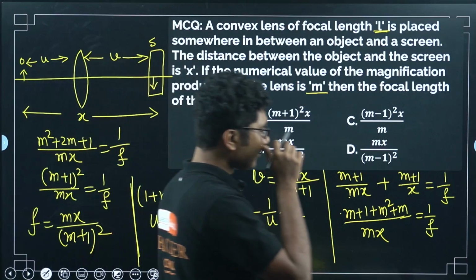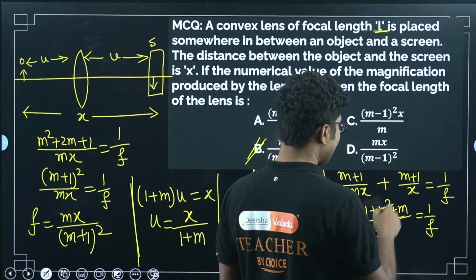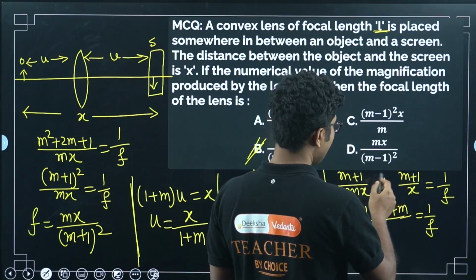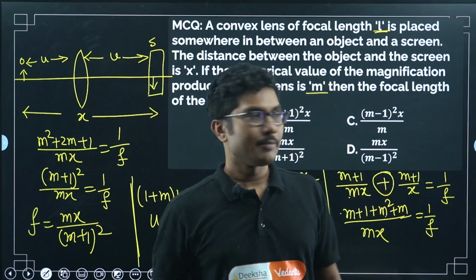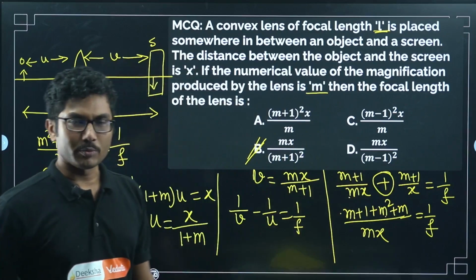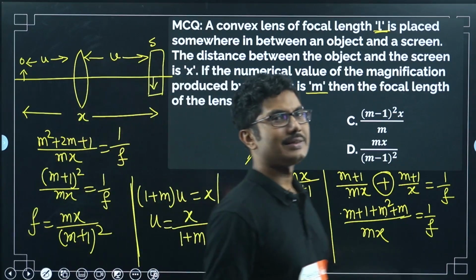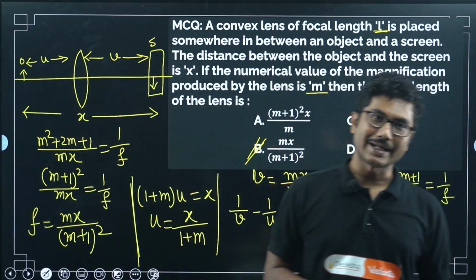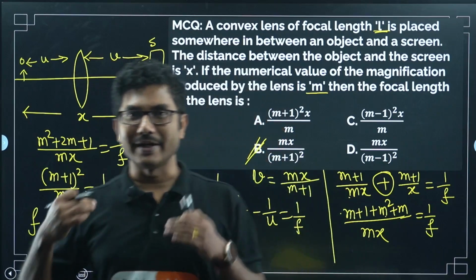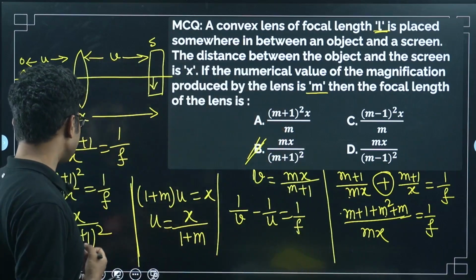So the only thing that you should be careful about is that you have to use this plus sign. Why? Because there was a negative sign from the formula and u itself is negative, so you have to use that sign as well. So using sign is very important to solve this problem.